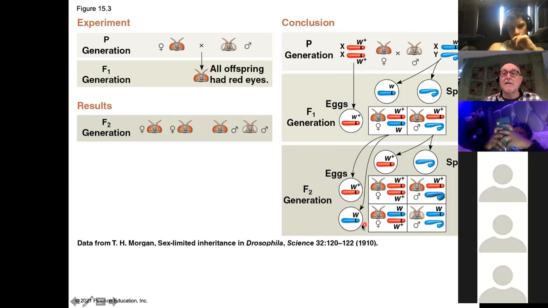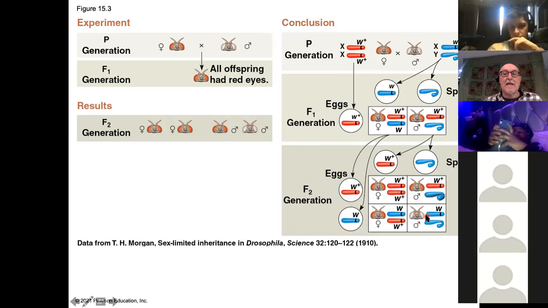Heterozygous W plus, little w. There we are. Here, W plus, Y chromosome. It's as if he's heterozygous, right? There's nothing on here. He's only got the W plus. He's going to be red-eyed.